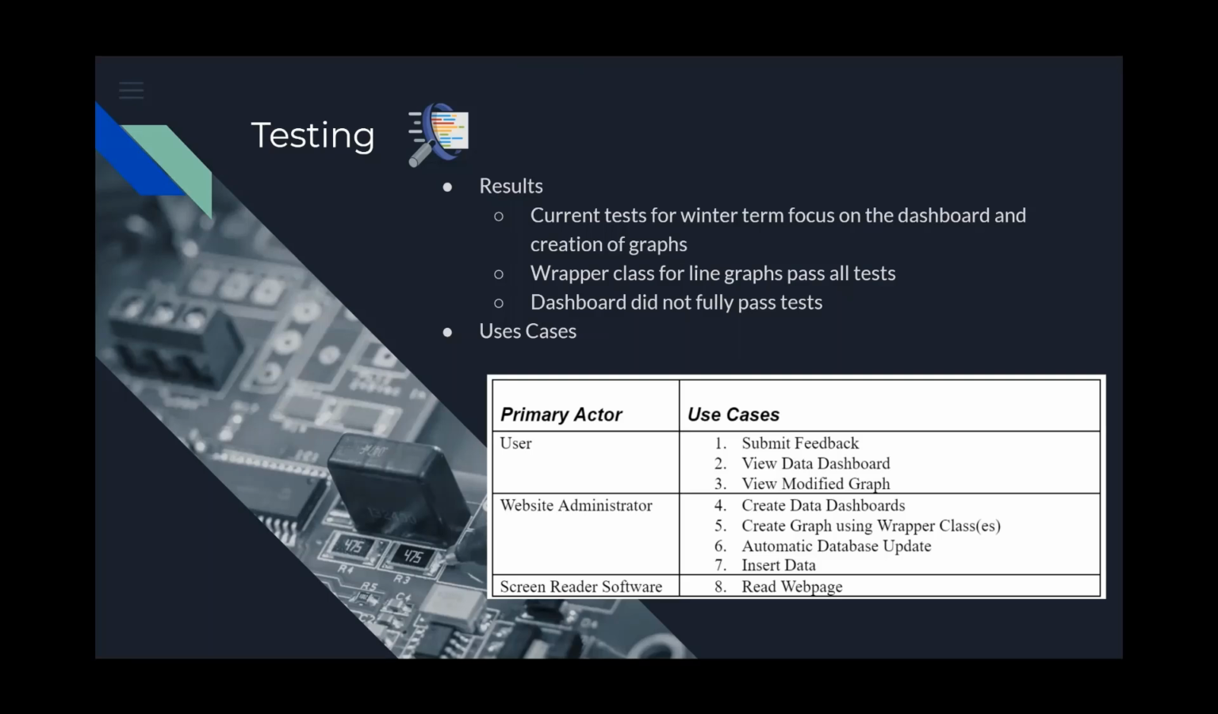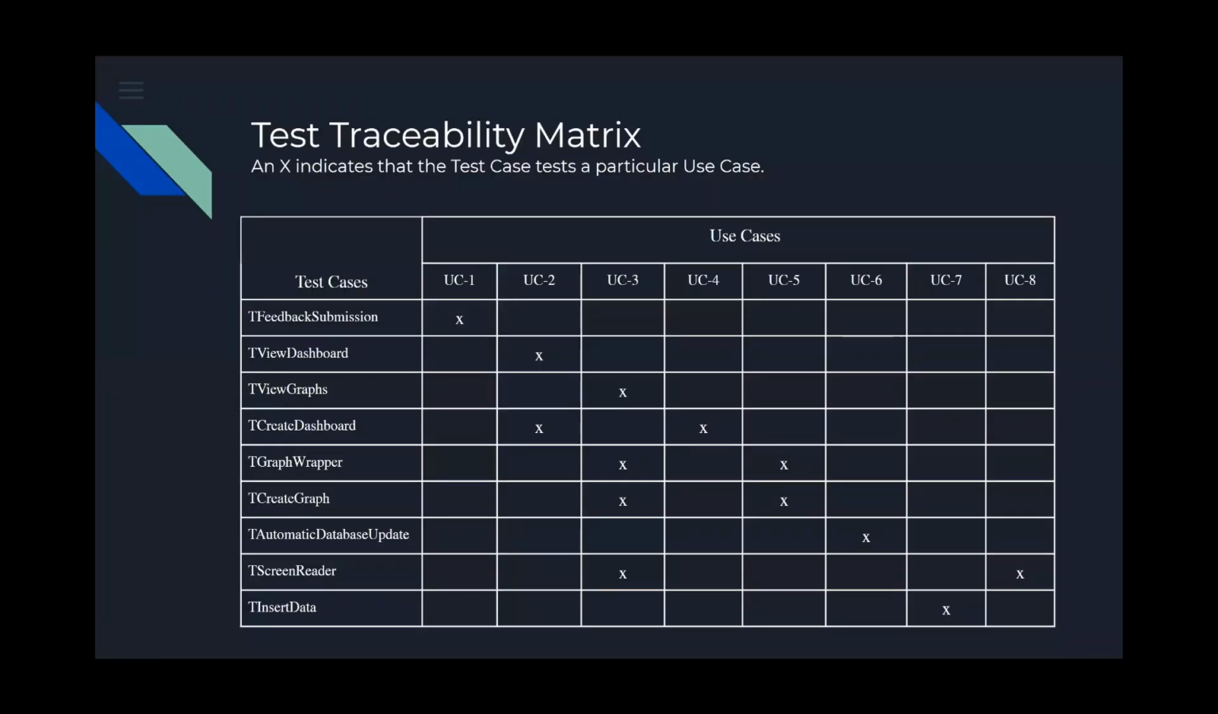For winter term, we focused on use cases 2, 3, 4, and 5, and these use cases are used in the next slide. This is our test traceability matrix. As you can see by the names of our test cases, they are fairly specific to our use cases, but some do incorporate multiple use cases.